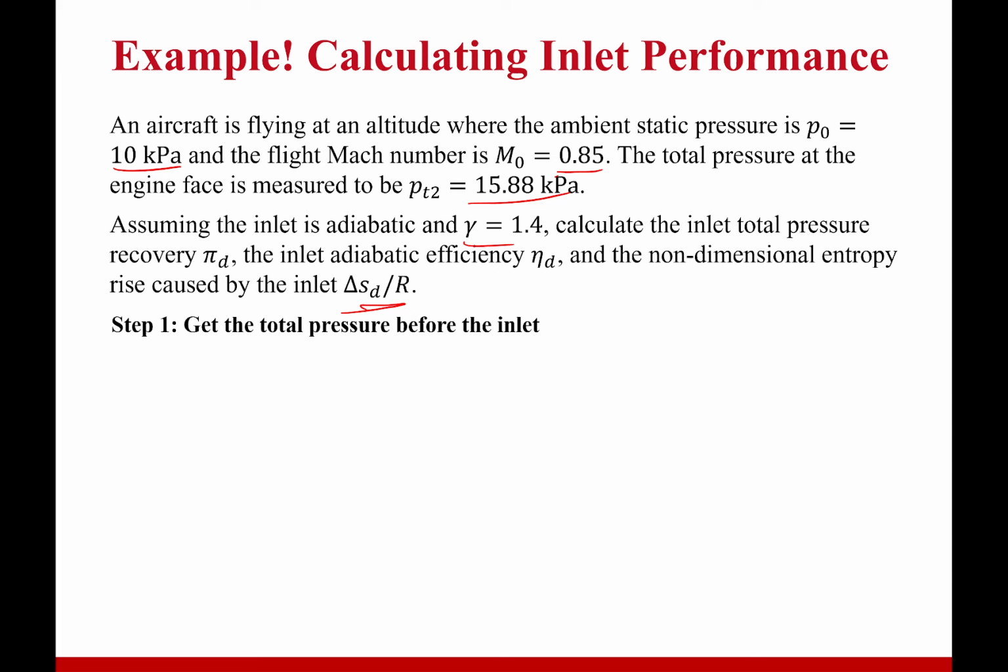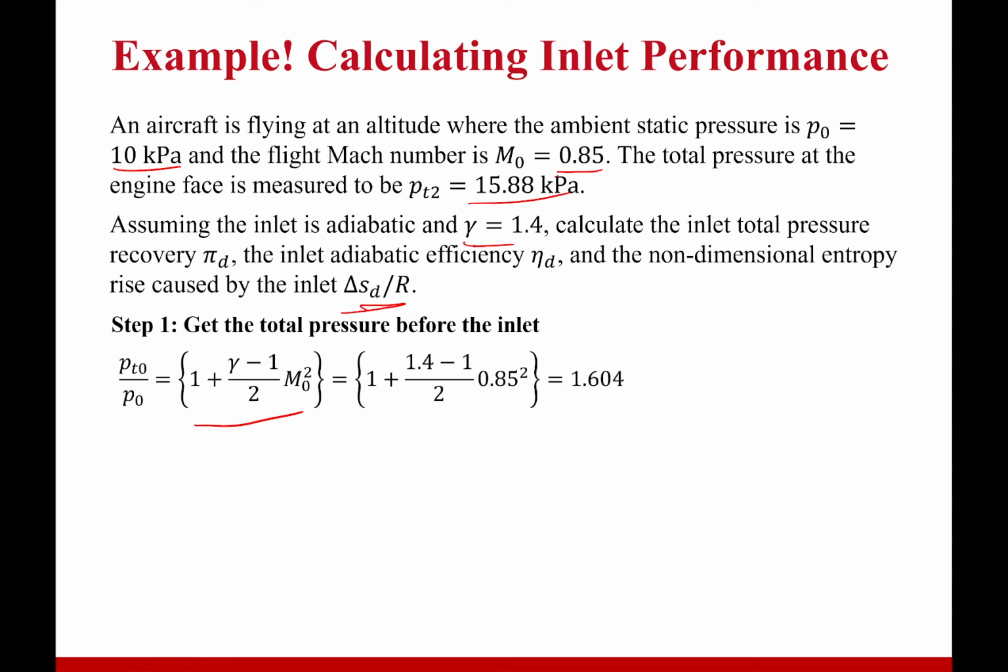Now, if we're going to find the inlet total pressure recovery, we have to figure out what our total pressure was before the inlet, so we can tell how much we lost. Before we hit anything, we can assume that's an isentropic deceleration to zero, so we can use our isentropic relations. The ratio of my total pressure to my static pressure outside is simply equal to this. I know my Mach number and my ratio of specific heats, I plug it in, and I get about 1.604. I can then use that to calculate my total pressure before the inlet.